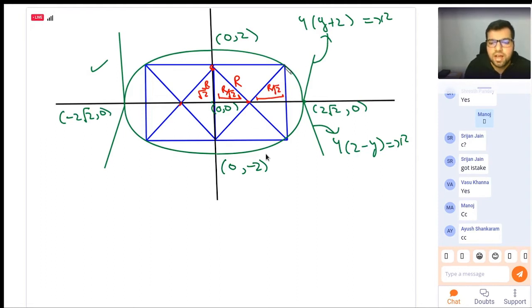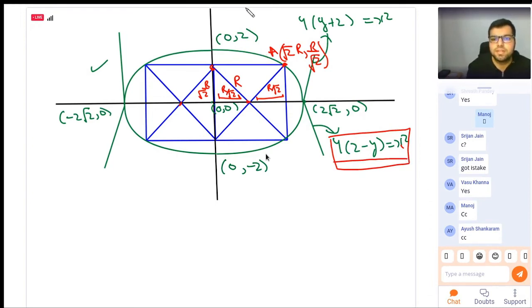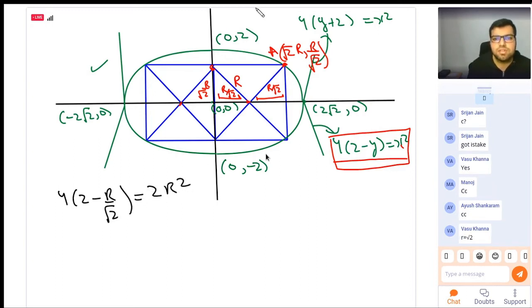I am concerned with this point, that this point should lie on this particular parabola. So can I find out this point? Its x coordinate will be r by root 2 plus r by root 2, which becomes root 2r, and the y coordinate becomes r by root 2. So this is the coordinate of this point, say A, and this should lie on this particular graph. So I will just put it. I will get 4 times 2 minus y, which is r by root 2, equals x square, which is 2r square. Now I just have to solve this to get the value of r.